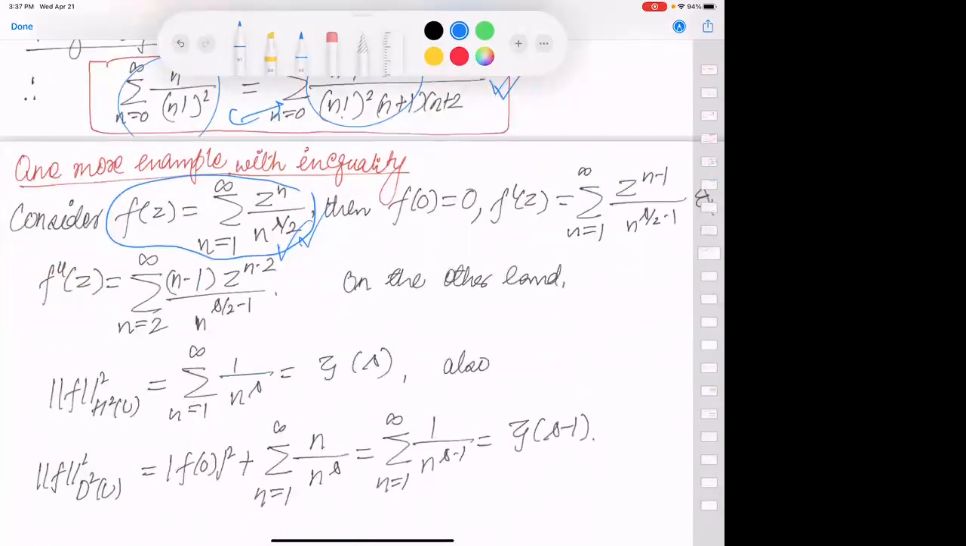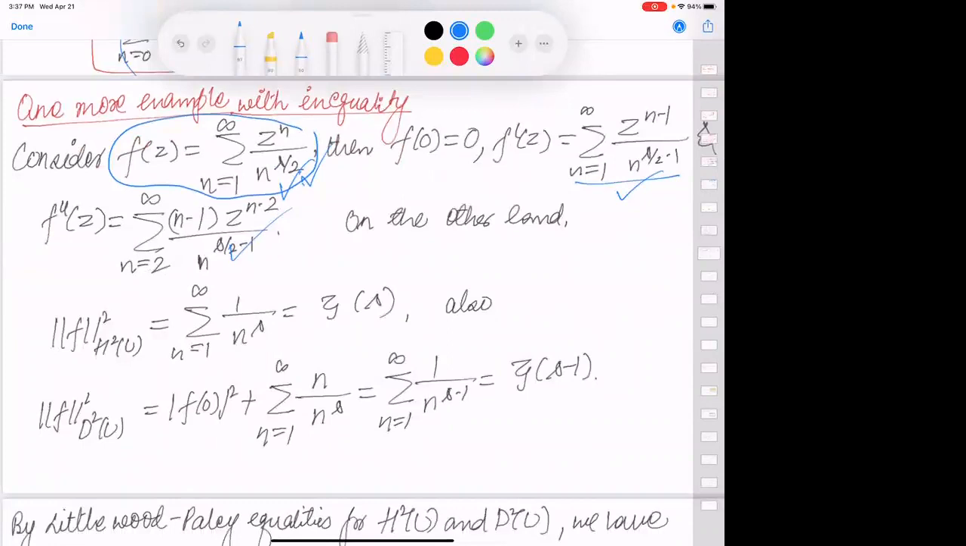So we know that f of 0 is 0, and f prime of z, with just a little computation, we get this. And f double prime is again n minus 1 times z to the n minus 2 divided by n to the s over 2 minus 1. So the Hardy norm of this function is going to be the summation from n equals 1 to infinity of 1 over n to the s. And if you look closely, this is the Riemann zeta function at s. If you calculate the Dirichlet norm of this function, you will get the Riemann zeta function of s minus 1.